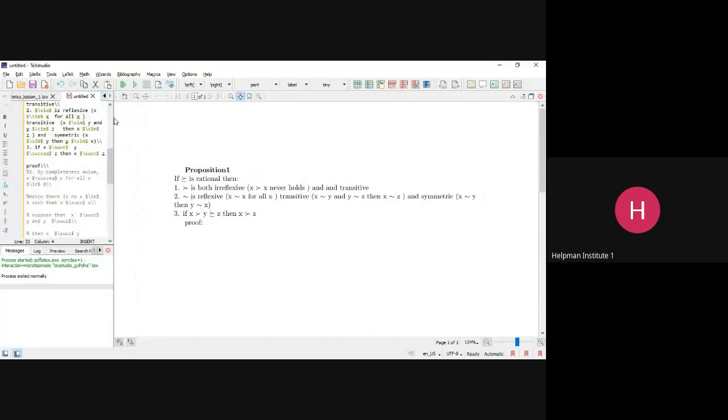So here is the proof. The proposition says if we have this preference that is rational, then this is irreflexive. That means it does not prefer itself. And it's also transitive. Okay. So we are going to look at how to prove this. So the first step is to use the assumption of what? Completeness.